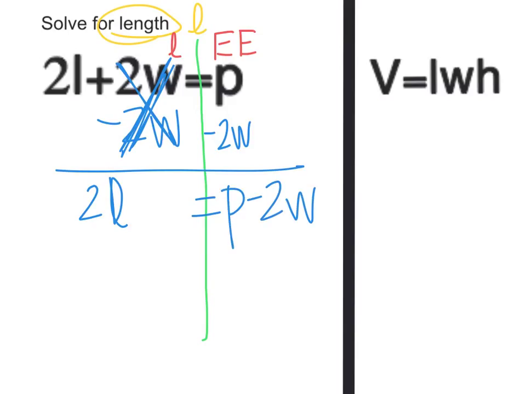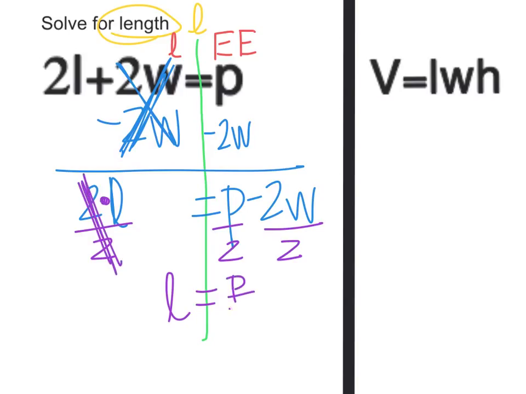Remember, I cannot combine P and 2W together because P is P and 2W is W, and these letters are different. So now I need to get rid of this 2 that's in front of our L. Remember that 2 that's in front of our L is multiplied. So we're going to divide, and when we divide, remember we divide everything. So we end up with L equals, because my 2's cancel, P divided by 2 is still P divided by 2. And then if I have negative 2 divided by 2, I'm going to end up with negative 1 W.